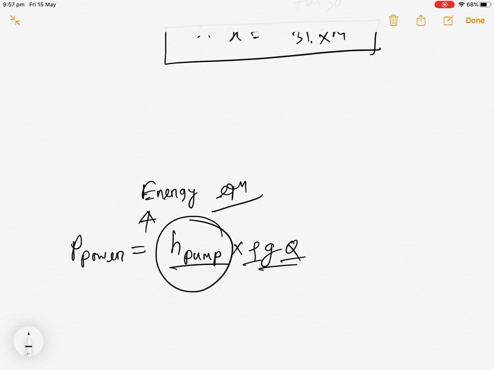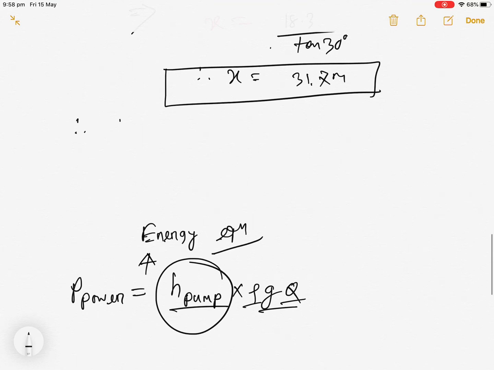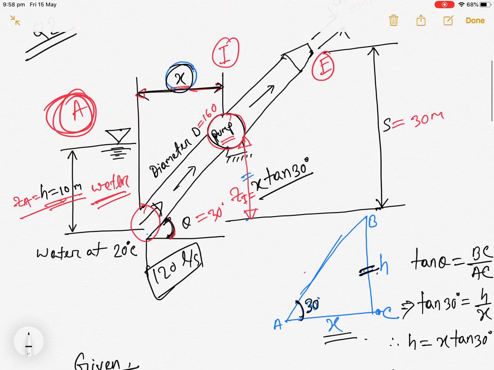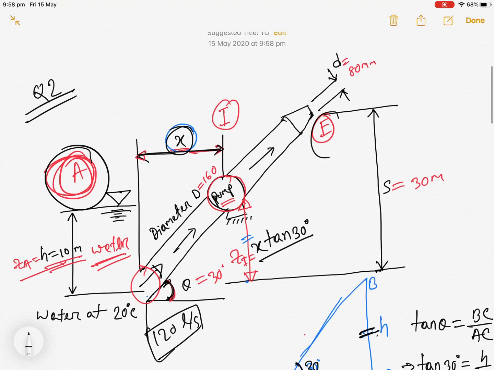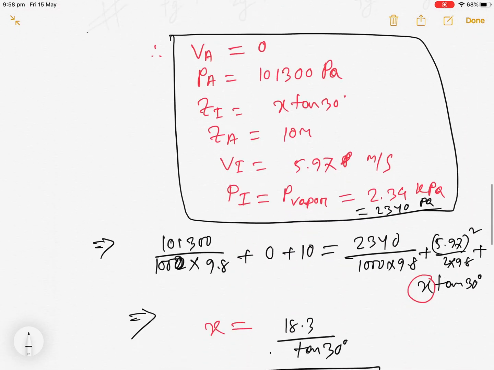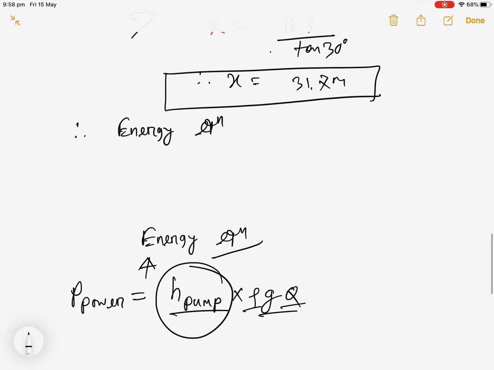Actually, when I discussed the theories, I discussed the energy laws, the energy gain principles, and the energy equations. So I'm not going to discuss everything now, but we know the energy equation is like this. We will implement the energy equation for section A and section E, because this is the inlet and this is the outlet, the exit. So it will be something like this.